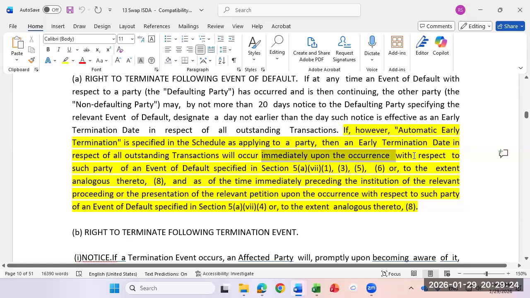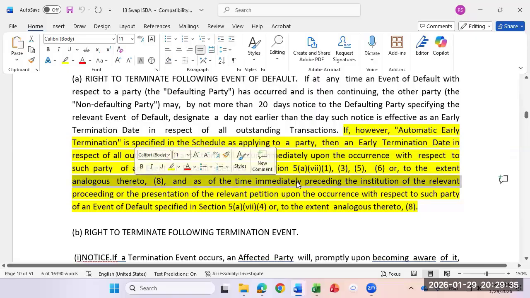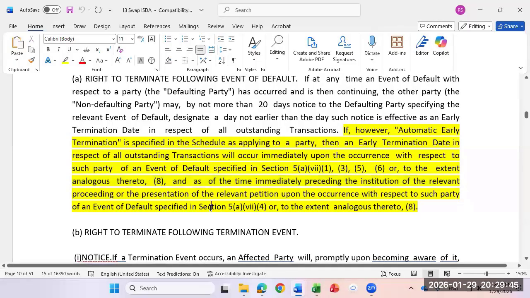I love this. This is lawyer speak. "Immediately upon the occurrence with respect to such party of an event of default specified, or to the extent analogous thereto, and as of the time immediately preceding the institution of the relevant proceeding or the presentation of the relevant petition upon the occurrence with respect to such party of an event of default." I didn't know what that meant.